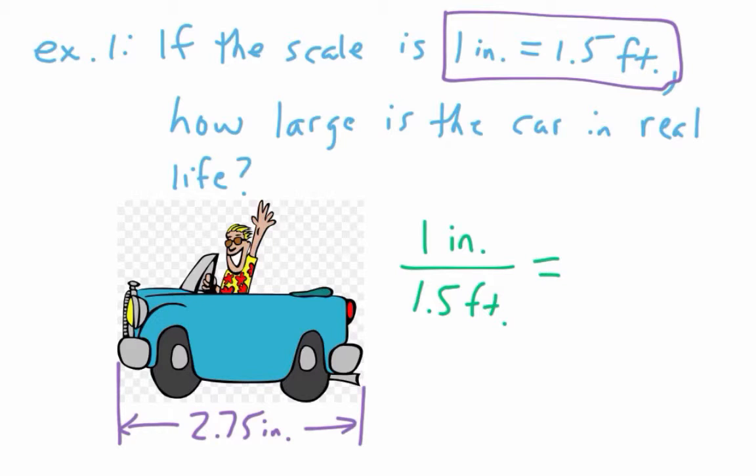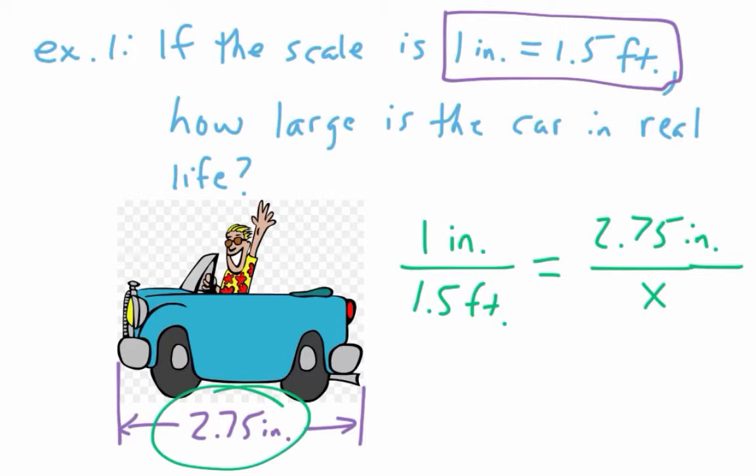Now I have my 2.75 inches that I measured for the car. If I'm making a proportion, does that have to go in the numerator, the denominator, or does it matter? It has to go in the numerator, because that's where the units are also inches. If I have inches on top in the first ratio, I need inches on top in the second one. And now we're trying to figure out how many feet long it is in real life.